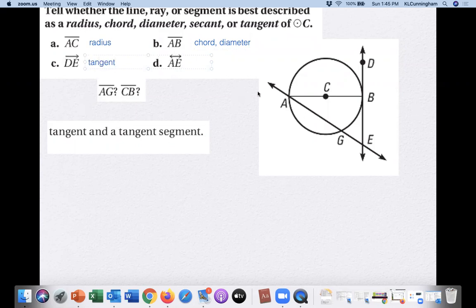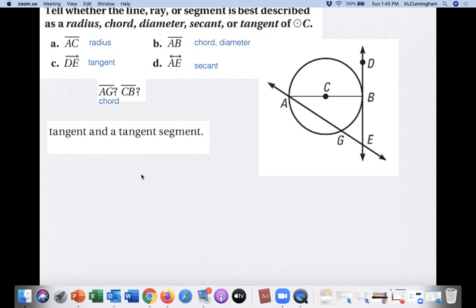Line AE, it's hitting A and it's hitting G and it's continuing on, so it's hitting my circle twice, so I would call this a secant. Okay, now for the challenging ones, they're asking for segment AG. Be very careful because they said segment AG, that means they're starting at A and ending at G and not going through, so I would call that a chord.